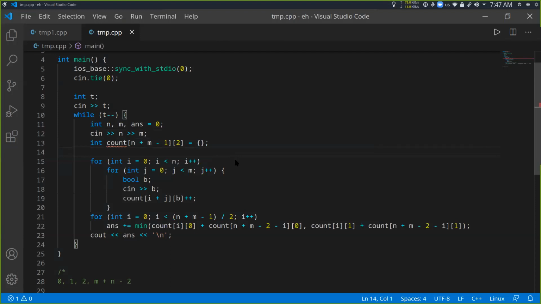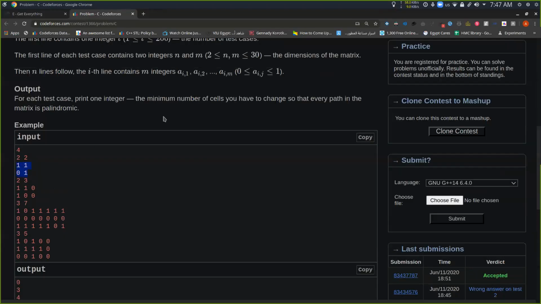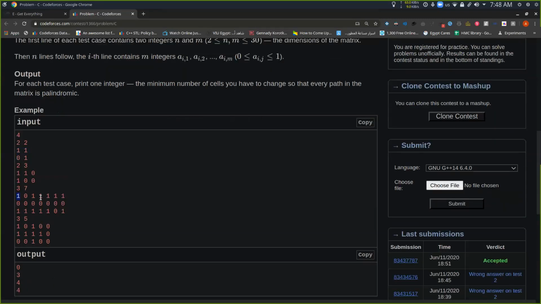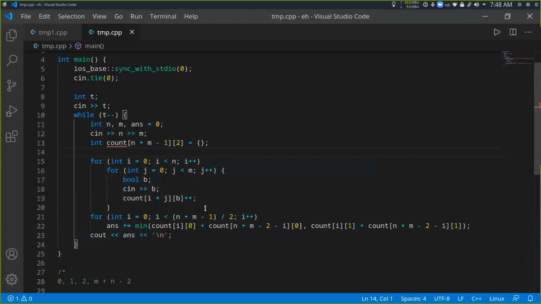Actually, I'm taking an input of size n times m, so I cannot make anything faster than this. I'm taking every cell from the matrix, so this is not computing anything. I'm just taking the input. So these nested loops are for the input, and I cannot make anything faster than this.